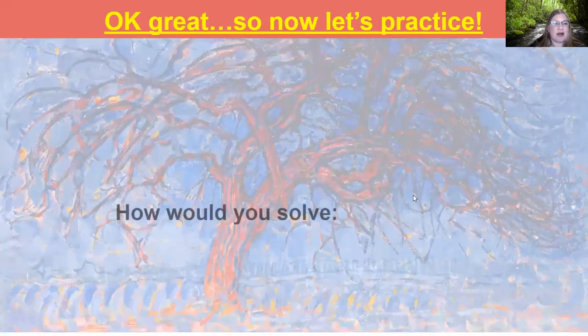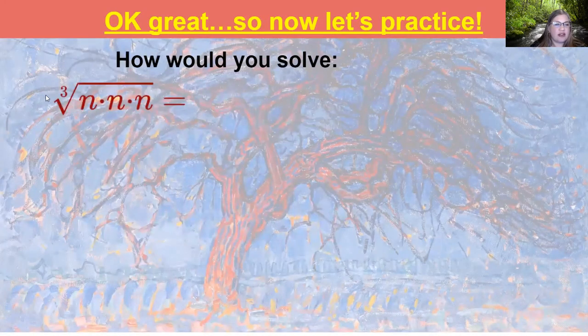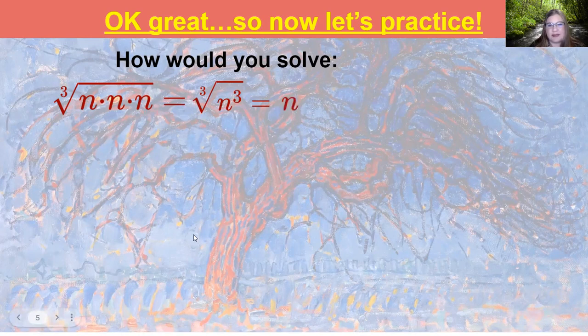Okay, so let's have some practice. How would you solve the 3rd root of n times n times n? This seems like it'll be pretty basic. The idea is you could either say, well, it's a 3rd root and there's 3 of them, so I know the answer is going to be n, because I understand that that's how it works. We're just getting the base. Or if it's hard for you to see that, you can say n times n times n is n to the 3rd, and you can take this 3 and unlock the gate, and you'll get n as your answer.